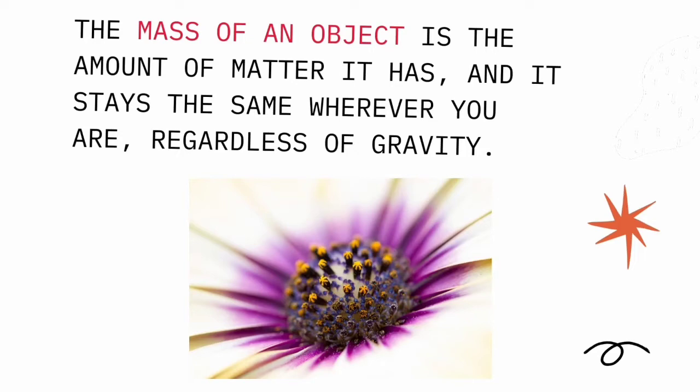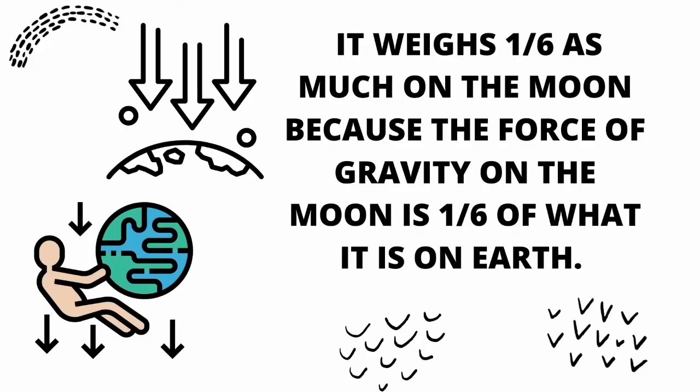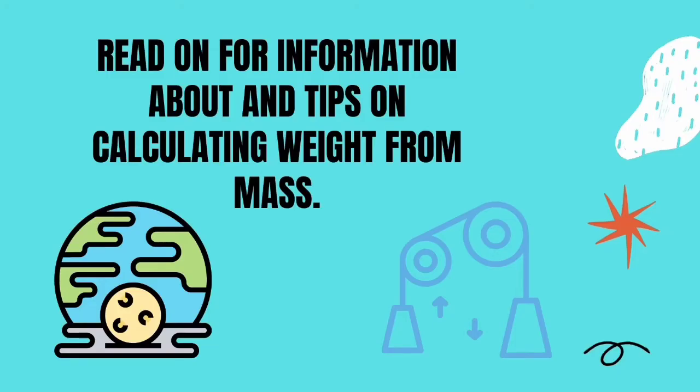regardless of gravity. That's why an object that has 20 kilograms of mass on Earth also has 20 kilograms of mass while on the Moon, even though it would only weigh 1/6 as much. It weighs 1/6 as much on the Moon because the force of gravity on the Moon is 1/6 of what it is on Earth. Read on for information about and tips on calculating weight from mass.